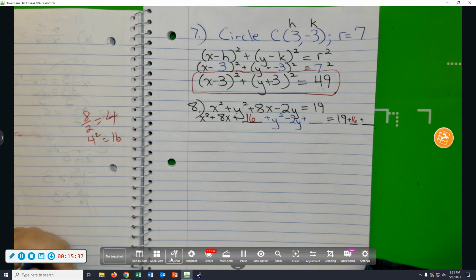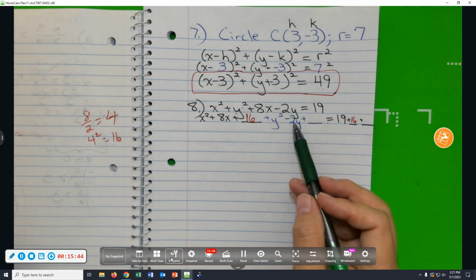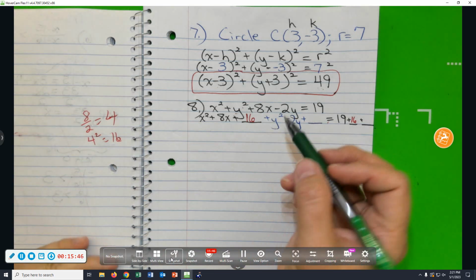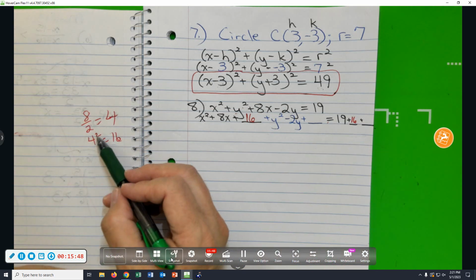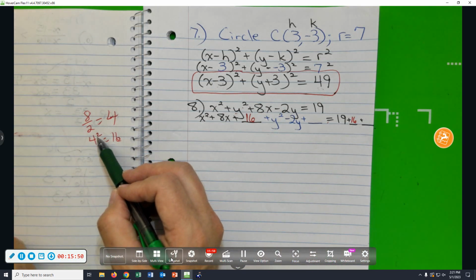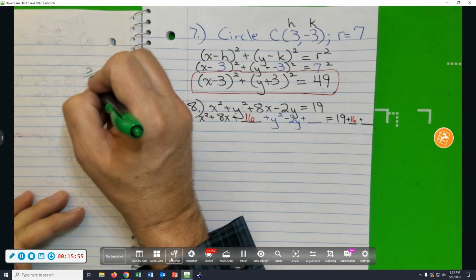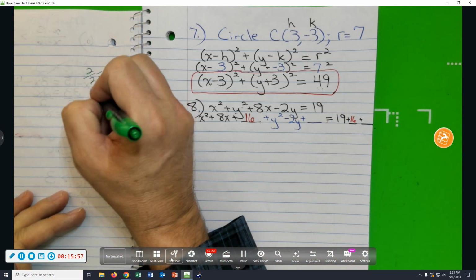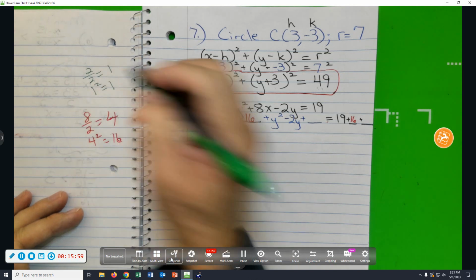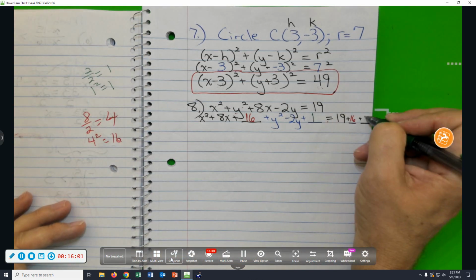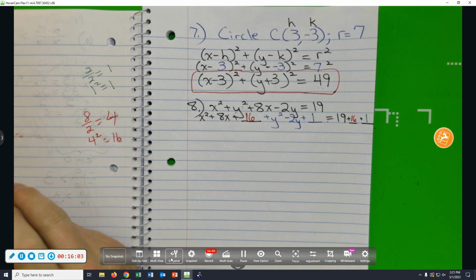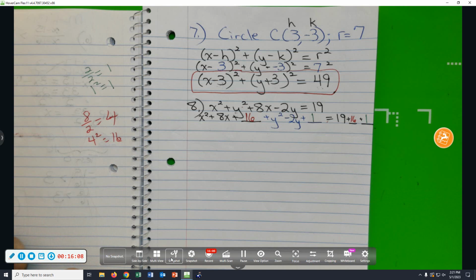What are we going to put into the blue blank? 1, I agree. You take that number. You don't have to worry about the sign because you're going to square the result. That's going to give you a positive number anyway. I just take the number part. Half of 2 is 1, and then 1 squared is 1. So we add 1 to the left and 1 to the right. The right half is equal to 36.